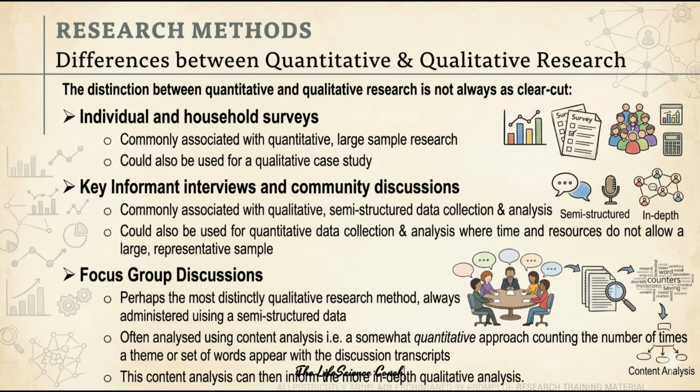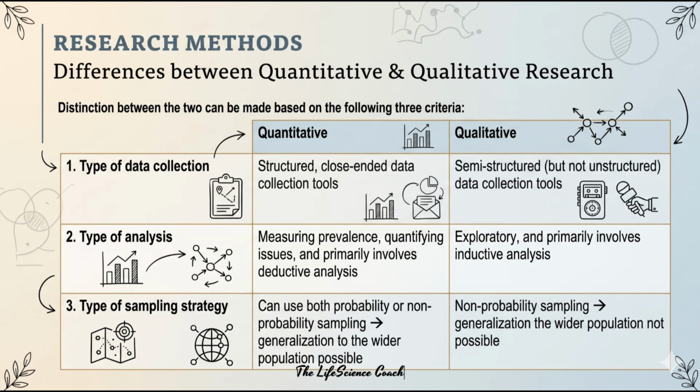Ultimately, the choice of method depends on the research objectives, the type of information needed, and the best way to understand the research problem. Quantitative and qualitative research can be differentiated based on three important criteria: the type of data collection, the type of analysis, and the sampling strategy used in the study. First, the type of data collection. Quantitative research mainly uses structured and close-ended tools such as questionnaires, surveys, and tests where responses are fixed and measurable. In contrast, qualitative research uses semi-structured methods like interviews and discussions, where participants can express their thoughts and experiences in detail.